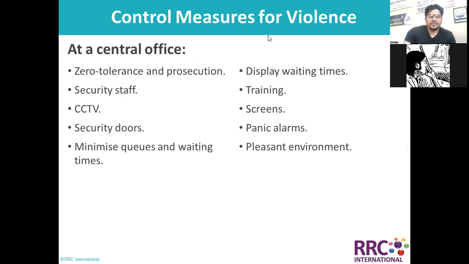Now, what are the control measures for violence, especially at the central office? Zero tolerance and prosecution. Security staff, you can apply and install CCTVs, which we mostly have now, security doors. Minimize queues and waiting times. Display waiting times and training screens, panic alarms, and also a pleasant environment. So these are some of the control measures for violence.